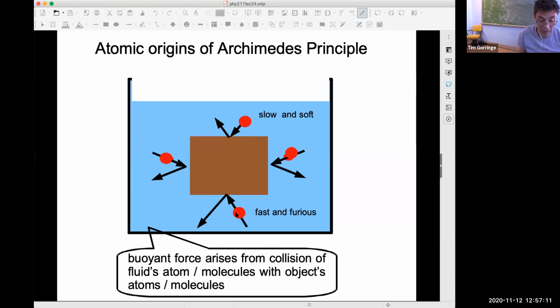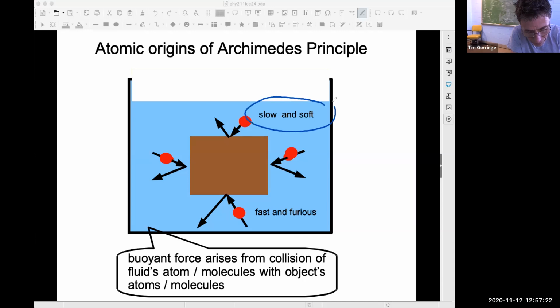Now, the buoyant force is an upwards force because if you were to look inside the fluid and watch the atoms and molecules moving around inside the fluid, you'd find a very interesting thing. Near the top of the fluid, their motion is a little slower. The collisions are a little softer. Near the bottom of the fluid, their motions are a little faster. Their collisions are a little more furious. And that difference is actually a consequence of the pressure difference. And it's that difference that causes the upward buoyant force: the collisions on the top surface are a little bit weaker, and the collisions on the bottom surface a little bit stronger.